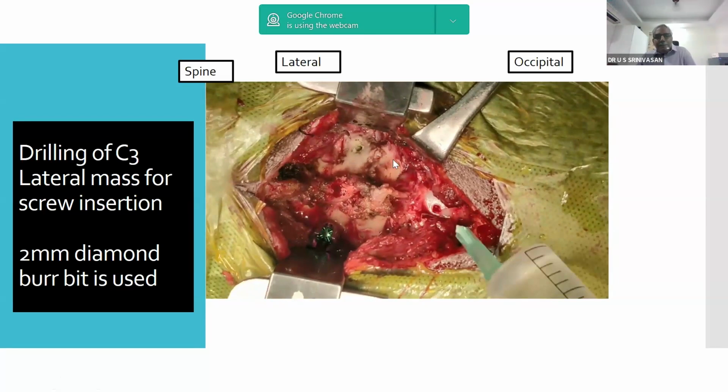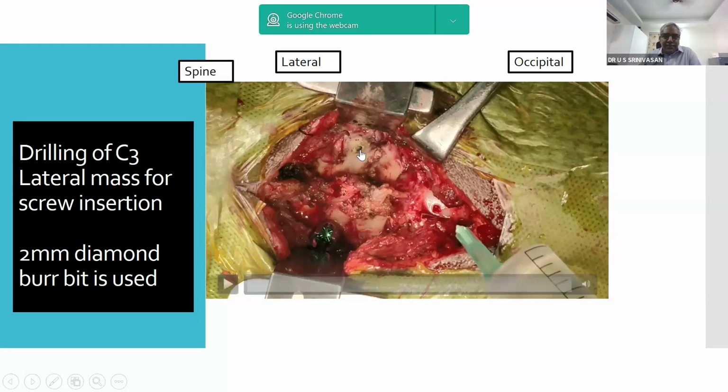the company gives a 2.75 millimeter tap. Please don't use it. That will break the lateral mass. I never use a tap. After that, I directly put the screws. Even though the hole is 2 millimeter, they give 3.25 millimeter or 3.5 millimeter screws. I tried it, and that will break the lateral mass. So please don't use a tap. You can directly put the screws.